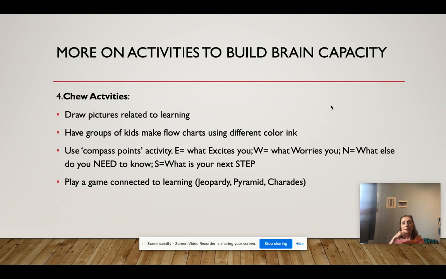And then to make it fun, you could play a game connected to the learning. If you already have a small group that you're doing, this is a great activity to play a game connected to the learning.